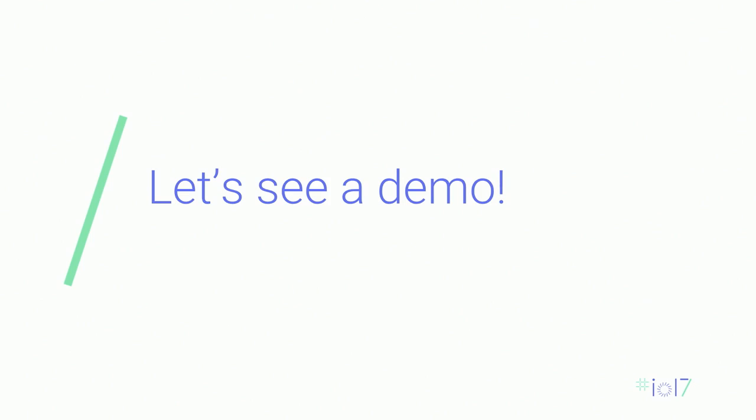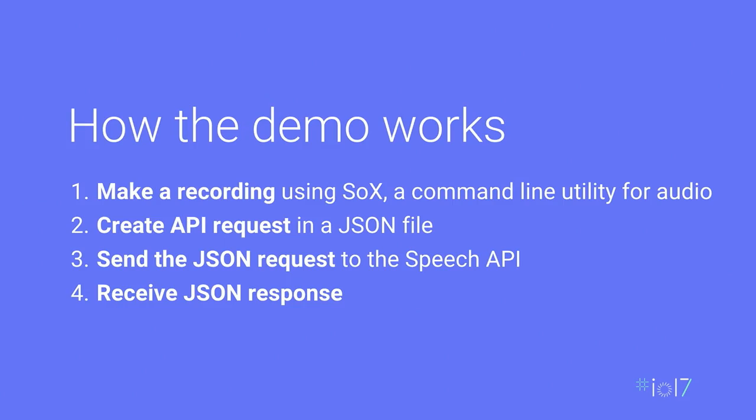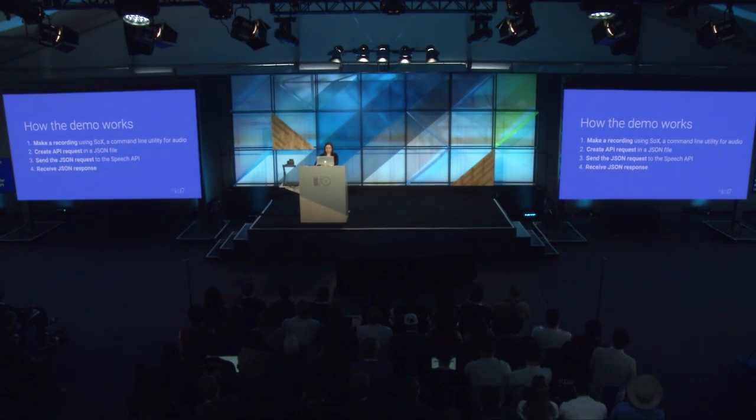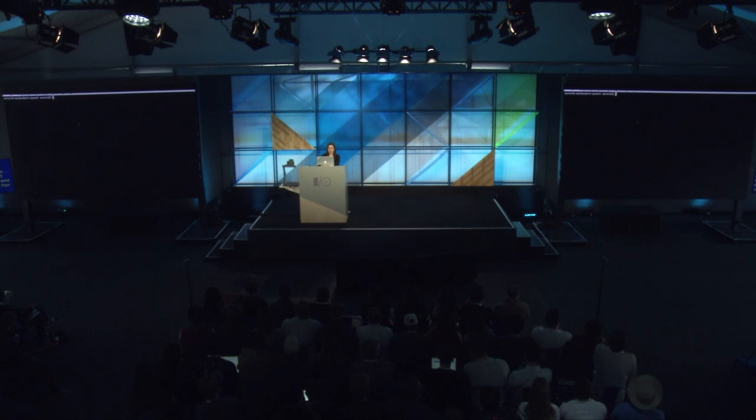So the best way to see how the Speech API works is through a demo. And first, I want to explain what we're going to do in the demo. So we're going to make a recording using SoX, which is a command line utility for audio. And then we're going to create our API request in a JSON file and send the JSON request to the Speech API, and then we will receive the JSON response. So if we could switch over to the demo. Looks like we got that here.